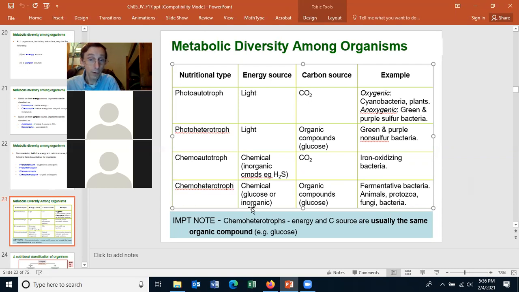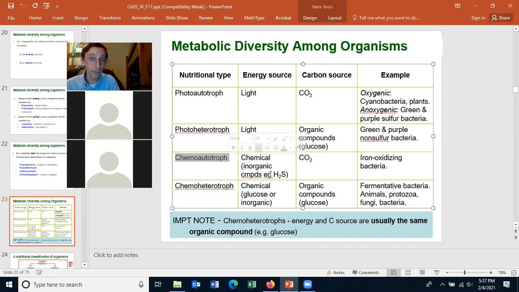Okay. Another one, as I mentioned before, is some of the chemosynthetic bacteria, which gets its carbon source from glucose, but gets its energy source from an inorganic chemical compound. So some of the chemosynthetic bacteria are chemoheterotrophs. And some of the chemosynthetic bacteria are chemoautotrophs. So the chemosynthetic bacteria are here and here. Most of them are chemoautotrophs.